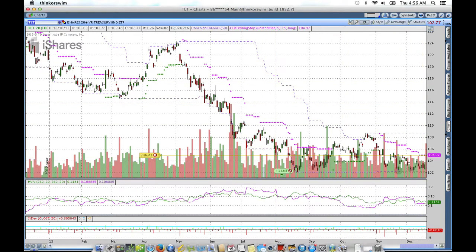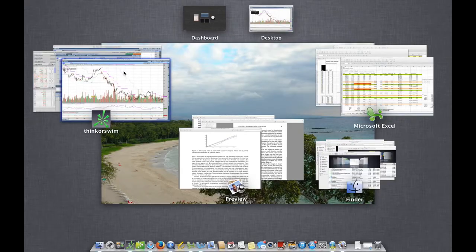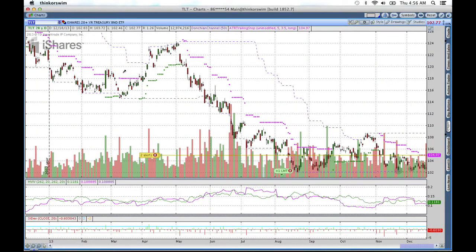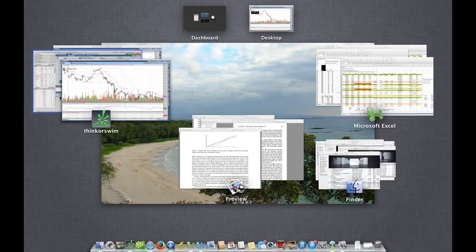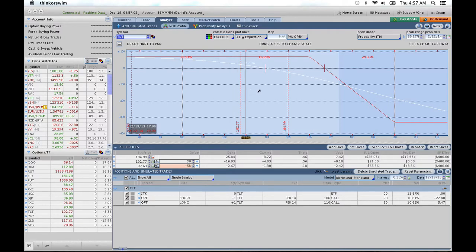So now what was that stop level again? I've already forgotten. It's early though. It's early. I don't know how many of you guys get up at 4:30. So 104.97 is our stop level. Let's hop back over here. And so this is basically at the stop level. So 104.99, we would be taking a loss of about $25 on this trade if price traded there today.